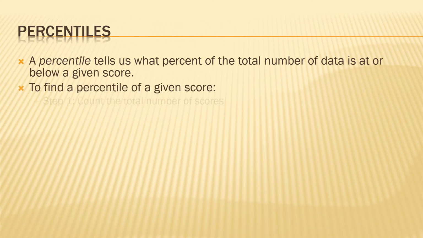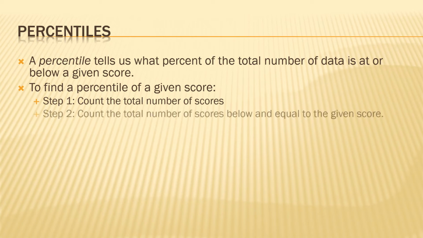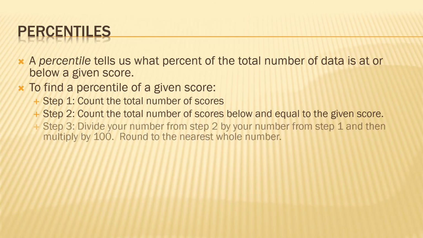Percentiles will tell us what percentage of the data is at or below any of the given data scores. To find a percentile of any given score, the first thing you want to do is count the total number of scores. Next, count the total number of scores below or at your given score. Next, divide the number that you got from step 2 by the number from step 1, the total number of scores. Then, multiply it by 100. Round your answer always to the nearest whole number when finding percentiles.